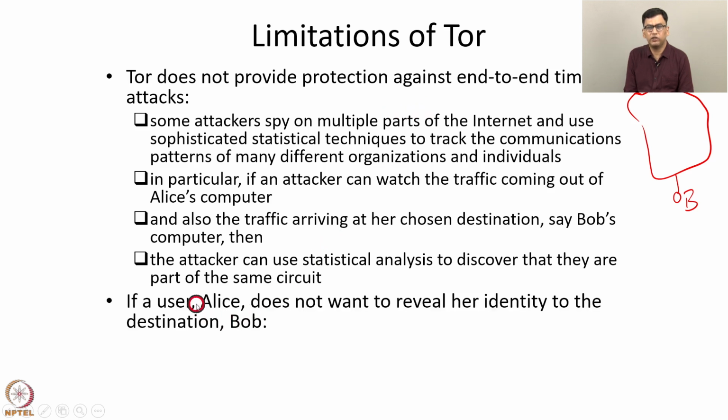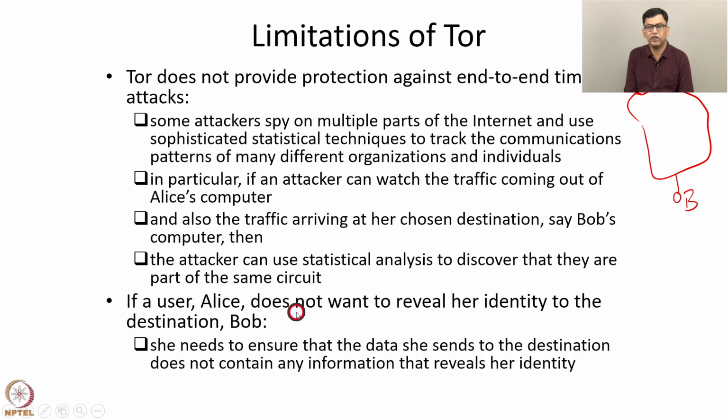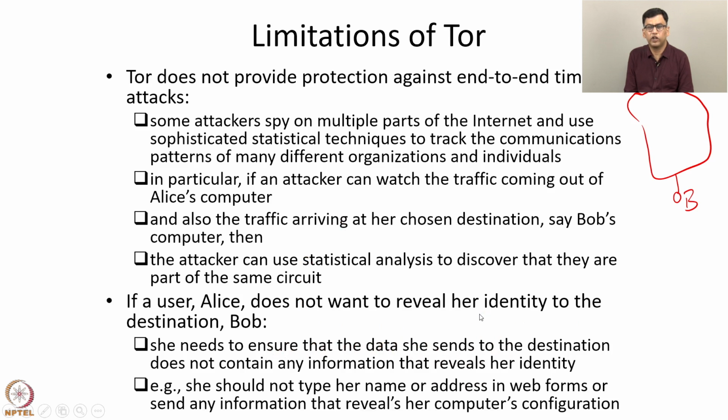Another limitation of Tor is that if a user Alice does not want to reveal her identity to the destination Bob, in that case she needs to ensure that the data she sends to the destination does not contain any information that reveals her identity. For example, she should not type her name or address in web forms or send any information that reveals her computer's configuration. So Alice has to be careful in this respect.